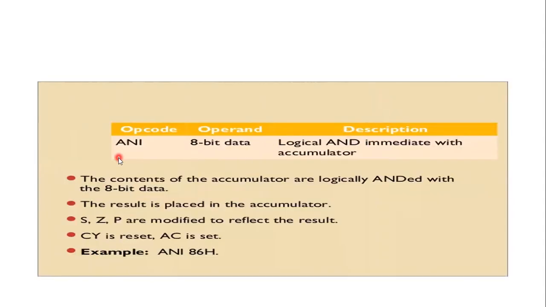So the next instruction is ANI, logical AND immediate with accumulator. Its syntax is ANI 8-bit data. The content of the accumulator is logically ANDed with the 8-bit data, and the result is placed in the accumulator. The flags S, Z, P are modified to reflect the result. Then the flag CY is reset and AC is set. So, example: ANI 86.